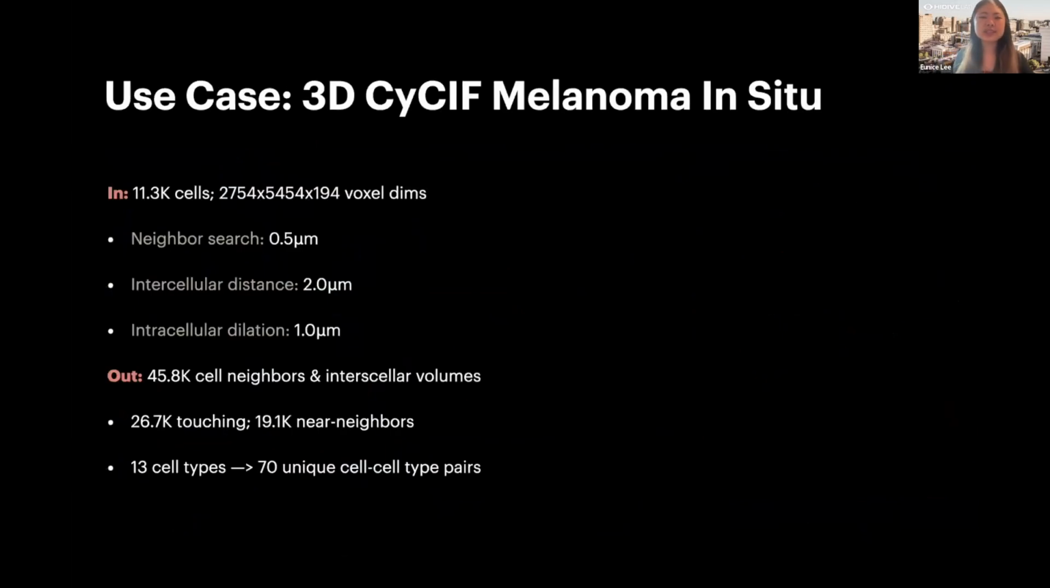So kind of just to test out what this package would look like in real life, we collaborated with Peter Sorger's group in order to look at melanoma in situ in CyCIF 3D datasets. And our input here was around 11K cells. And we set these different thresholds to search all these cell neighbors that are within a proximity of 0.5 microns from each other, and then try to compute the intercellular volume between them and intracellular volume between them to come up with a finer intercellular volume.